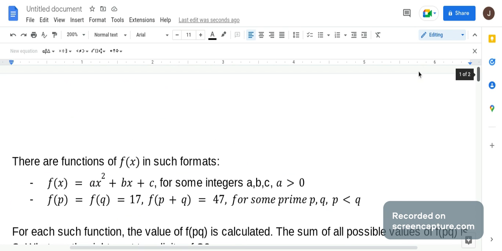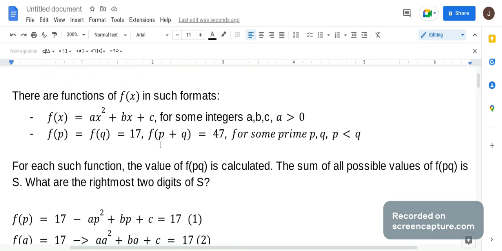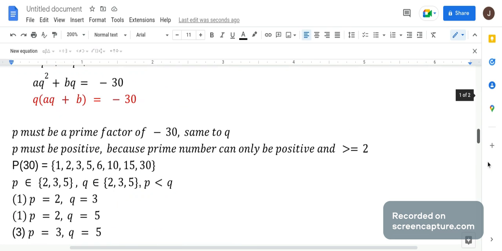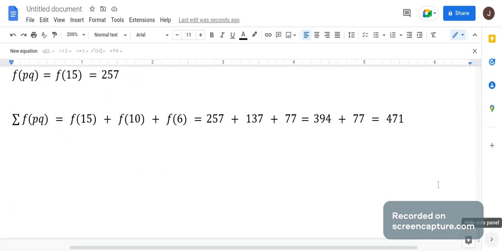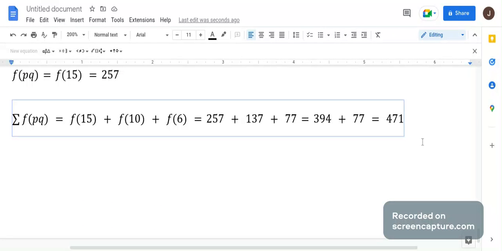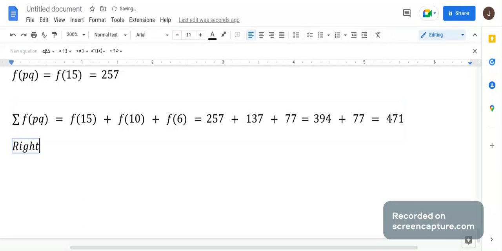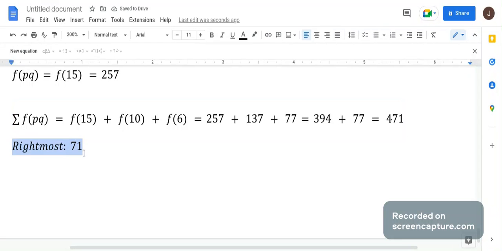Since the problem requests us to find the rightmost 2 digits, we just write down the rightmost 2 digits, which in this case is going to be 71. So the answer that we are going to type out ultimately is 71.